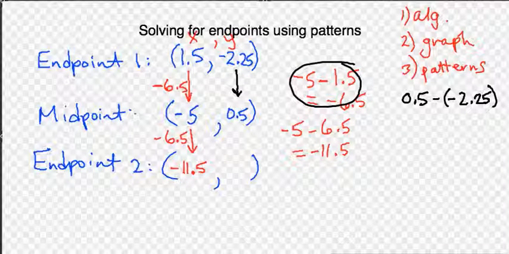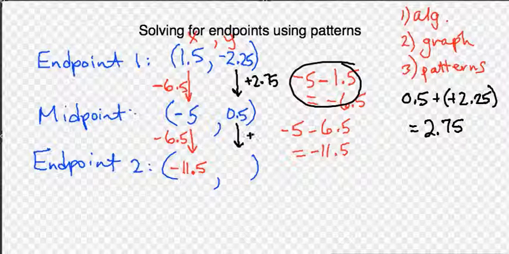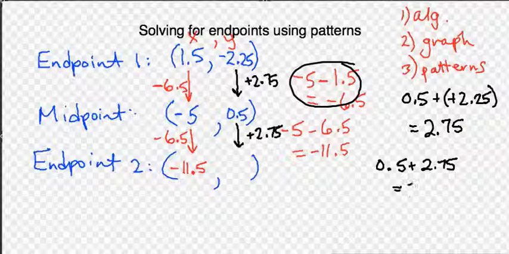And this gives us 2.75. And it's positive. That means we have to go up 2.75. And it makes sense that it has to be positive because we're going from a negative to a positive, so we have to be moving up. So next we're going to make the exact same move. We're going to add 2.75 to our 0.5. And when you put this in the calculator, you should get 3.25.